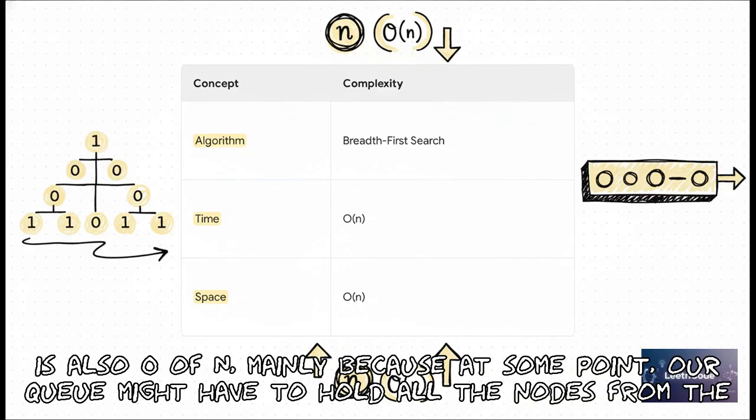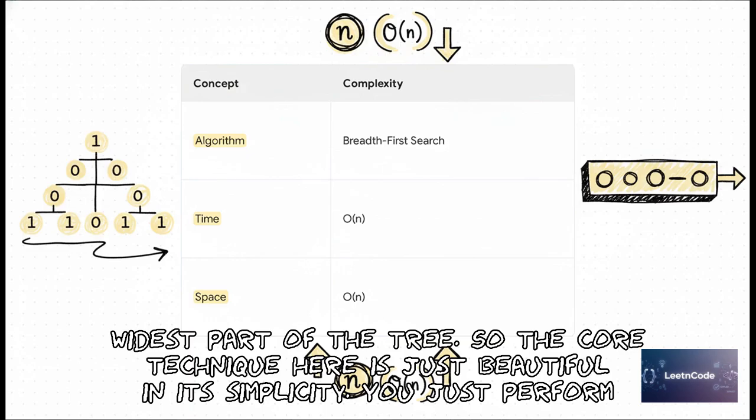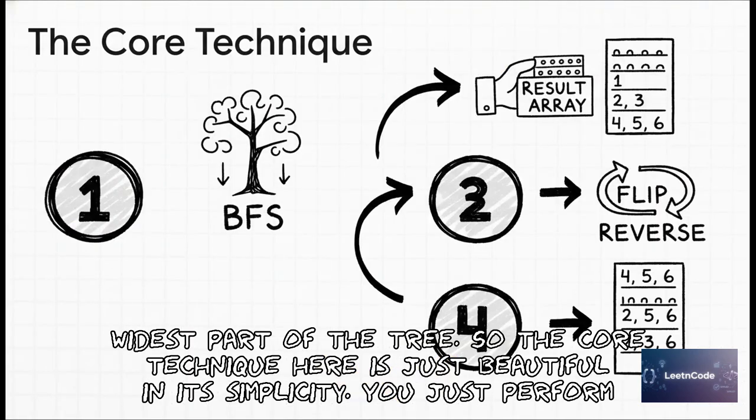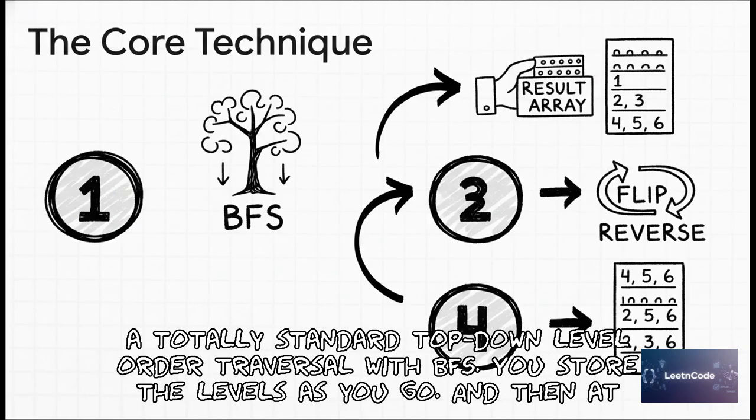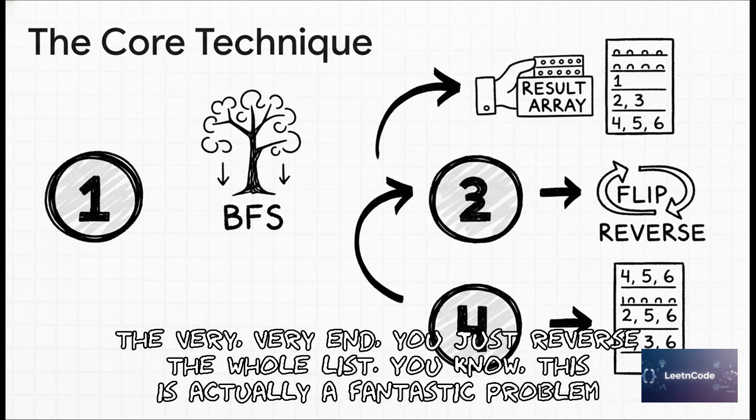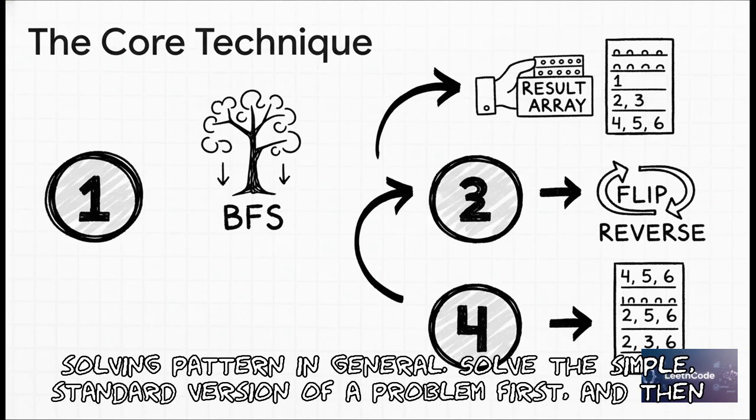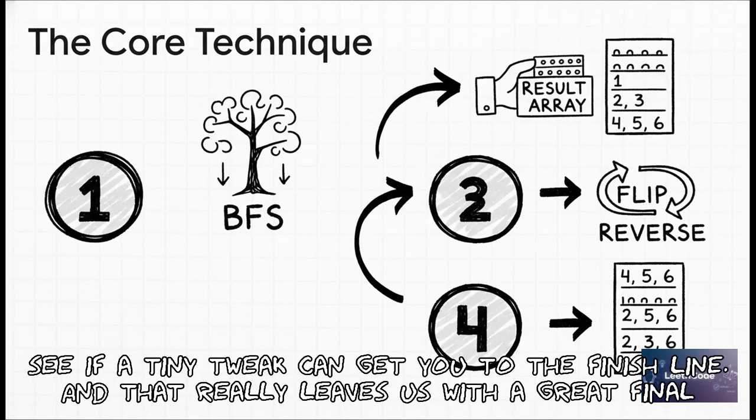The space complexity is also O(n), mainly because at some point our queue might have to hold all the nodes from the widest part of the tree. So the core technique here is just beautiful in its simplicity. You just perform a totally standard top-down level order traversal with BFS, you store the levels as you go, and then at the very end, you just reverse the whole list. You know, this is actually a fantastic problem-solving pattern in general. Solve the simple, standard version of a problem first, and then see if a tiny tweak can get you to the finish line.